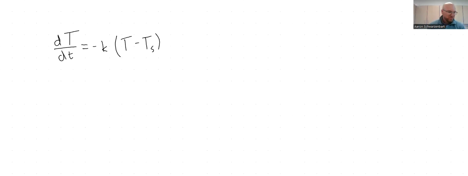Okay, so here we are going to talk about Newton's law of cooling, and we have this as a differential equation with capital T being temperature, lowercase t being time. Capital T sub s is a constant for the surrounding temperature, and K is a constant related to, because it's cooling, the specific heat capacity.